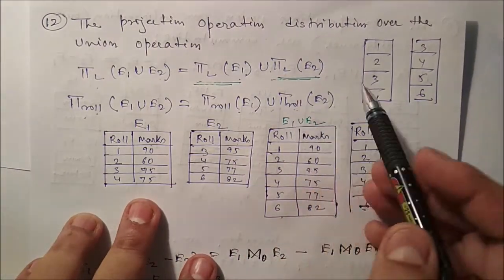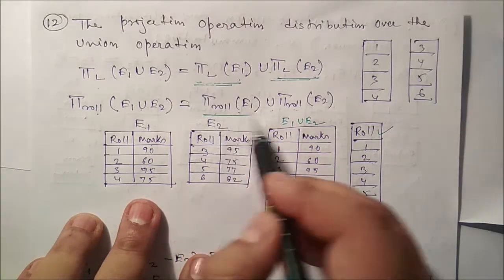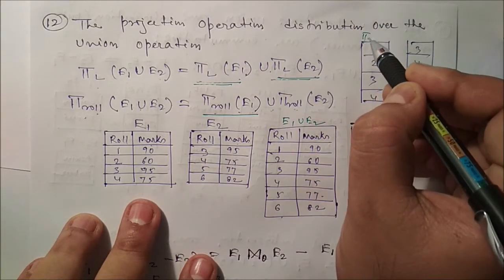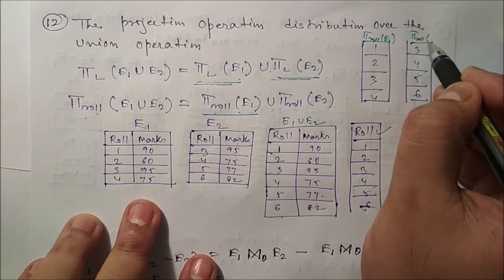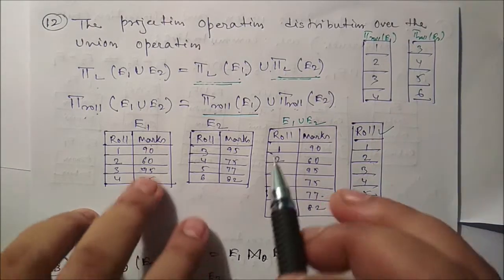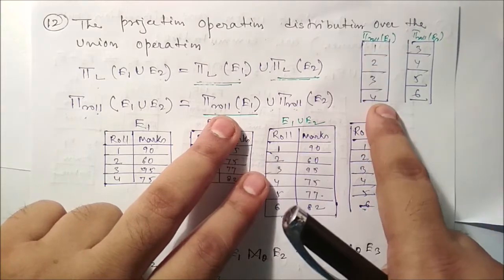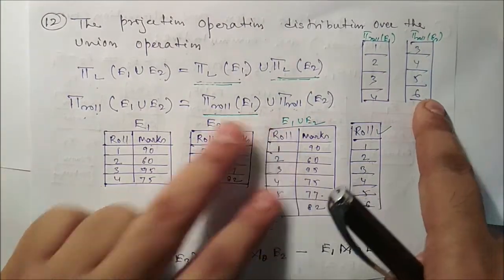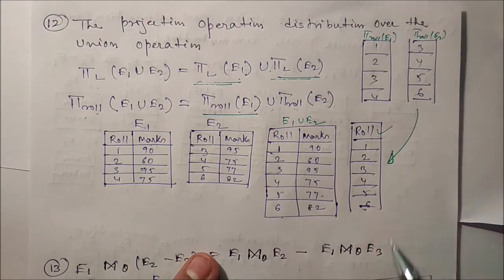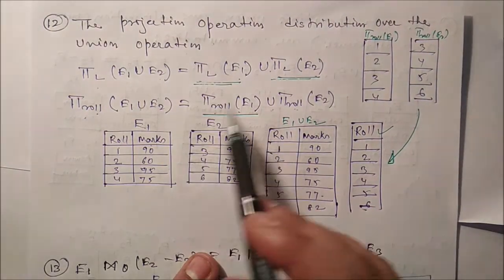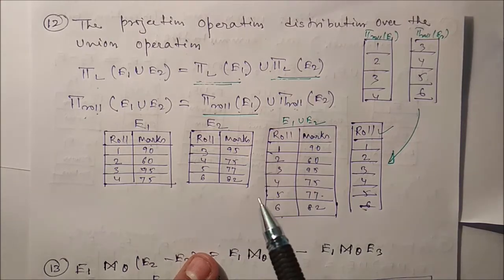Or what we can do, first extract the roll number from E1, and this is extract the roll number from E2. So first of all apply extract roll number from E1, and apply extract roll number from E2, and after that apply the union operation, and definitely we can get the same result. So we can say both the expressions are equivalent.